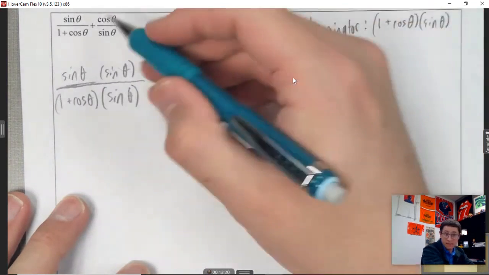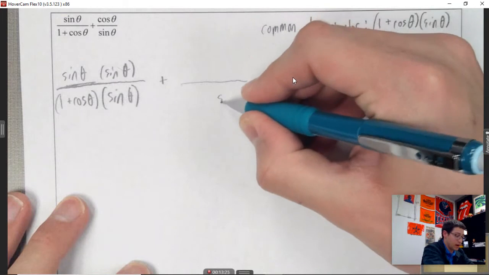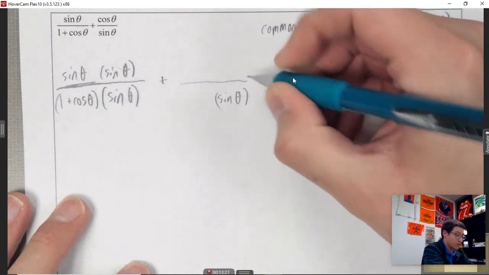And then plus, same thing here. I want the same denominator. Personally, when I write it, I kind of want to just write the fraction first, the one that I see.